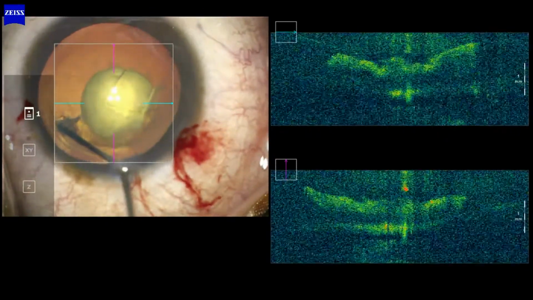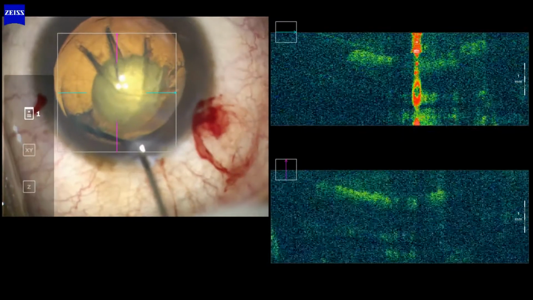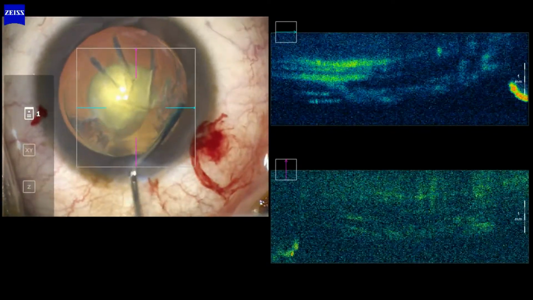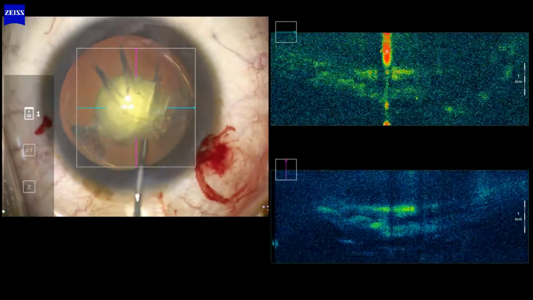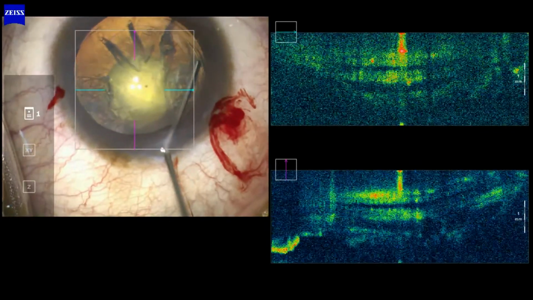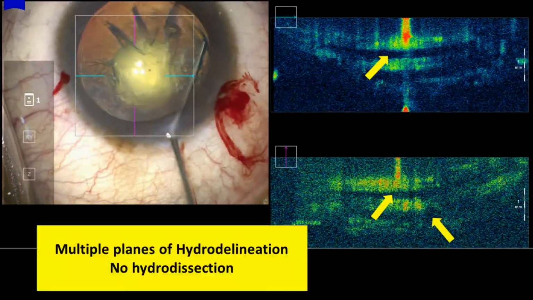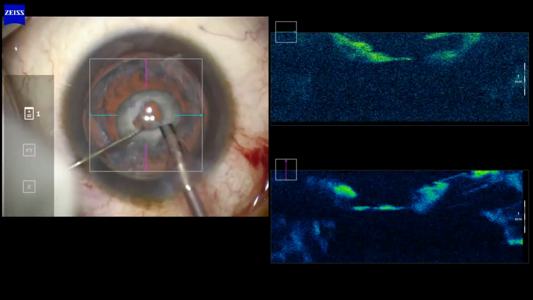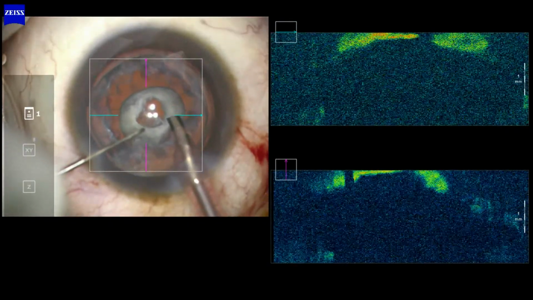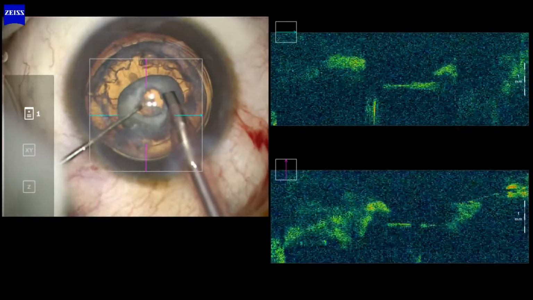In type 2 and type 3 posterior polar opacity, only hydrodelineation was performed in all cases and hydrodissection was avoided. The cleavage plane created by hydrodelineation waves was visualized in IOCT. The intactness of epinuclear cushion was assessed during nuclear emulsification.